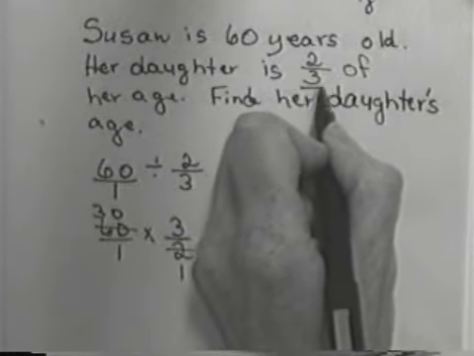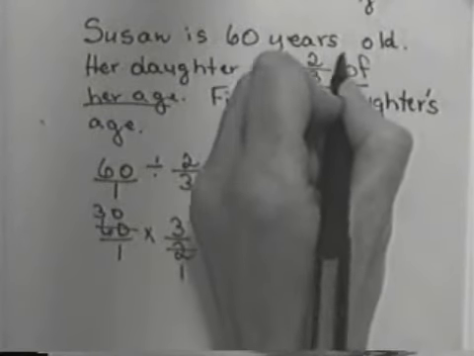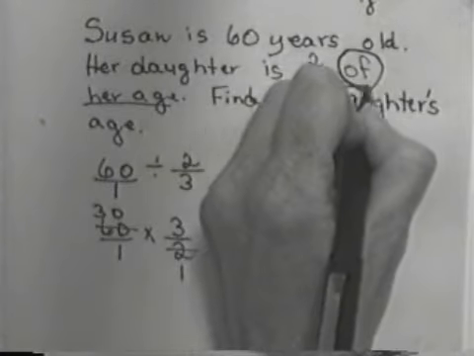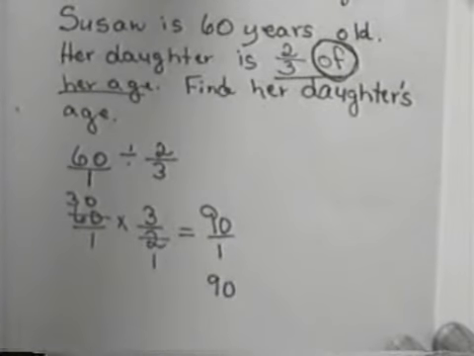Here's the key. We're interested in 2/3 of her age. The "of," in this case, means to multiply. Sometimes the word "of" is just a preposition in a sentence, but when you're looking for a fraction of something, it means to multiply. So let's come over here and do the multiplication.